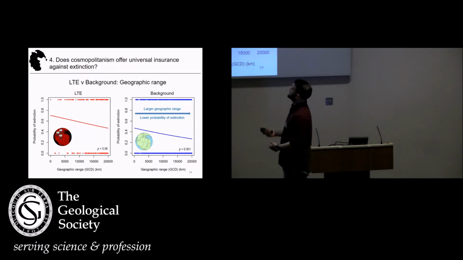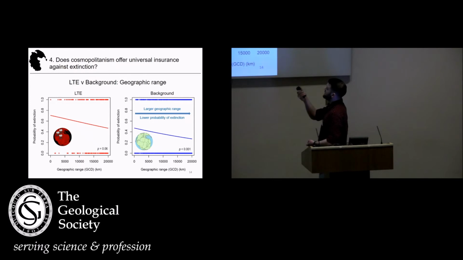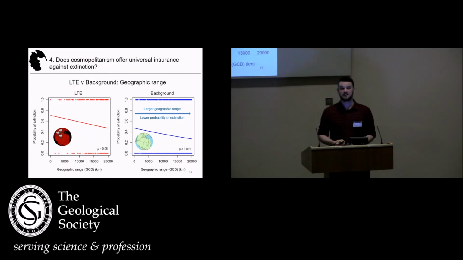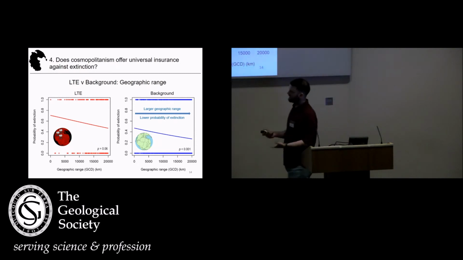So for the background periods throughout this interval, a larger geographic range does give a lower probability of extinction. Our most wide-ranging organisms have the lowest probability of extinction, and the most narrow-ranging organisms have the highest probability of extinction. This is exceedingly significant. However, across the late Triassic event, there's a few things to notice.